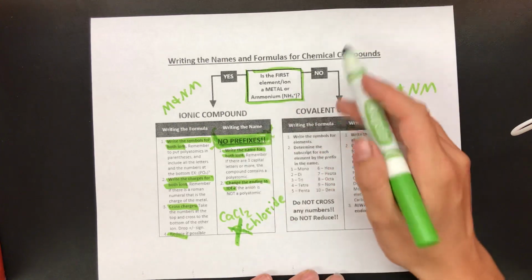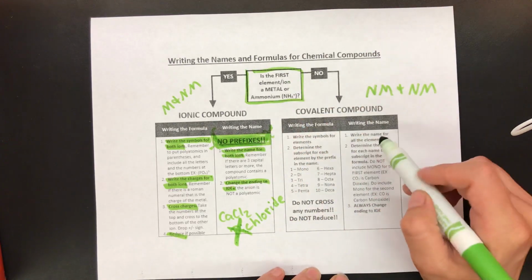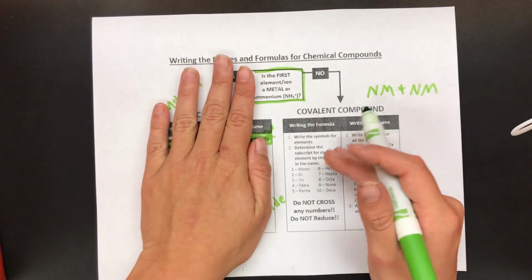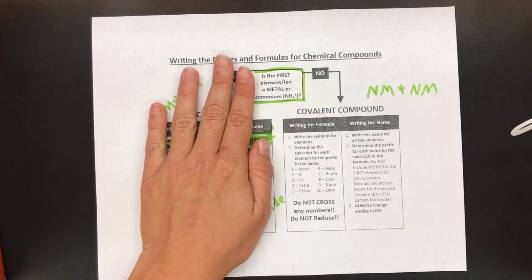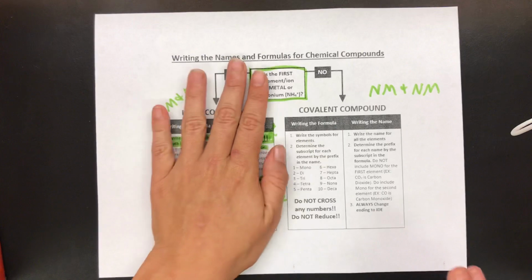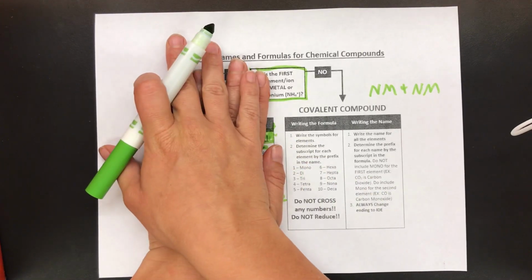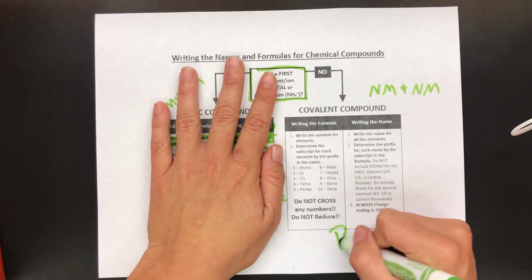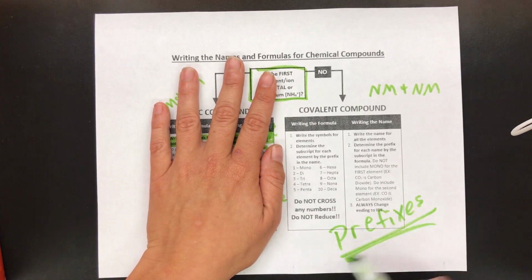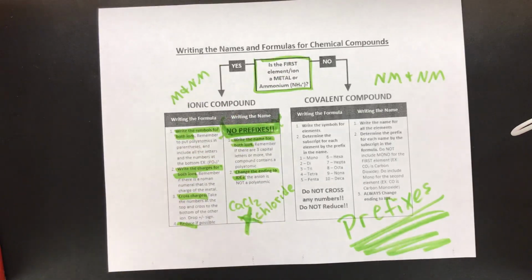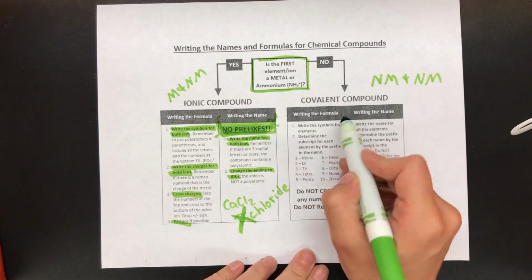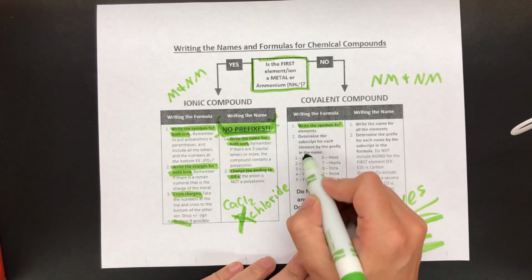Okay, now let's say there is no metal and it's covalent. Then you're going to come here. You forget about this side. Okay, they have completely different set of rules. Do not get them mixed up. Your brain has got to know when to do this side and when to do this side. That's why you have this flow chart here. So if it's covalent, forget about this. The thing you got to remember here is to use prefixes. Here, no prefixes. Okay?